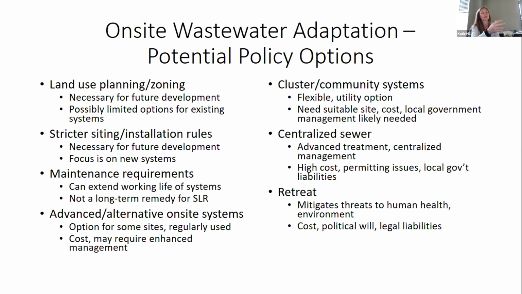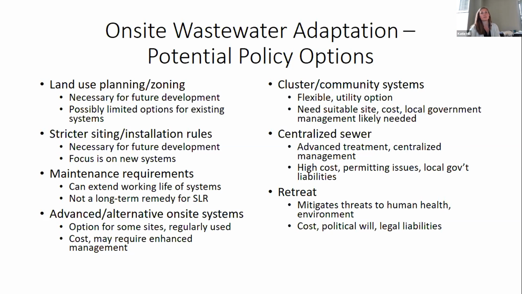But when it's done regularly, it can extend the working life of the system, and it can also help in cases where there's a high water table and saturated soils, and the soils can't accept too much of the effluent from the septic tank. If you've got a well-maintained system, you might have more leeway in terms of the time you have available to let those soils become unsaturated again and start accepting the effluent from the system. Maintenance requirements are great. We should have them, but they're not going to be a long-term remedy for sea level rise. I mean, you can't just pump out your tank every day, and that's not going to be the nail in the coffin for our adaptation measures.